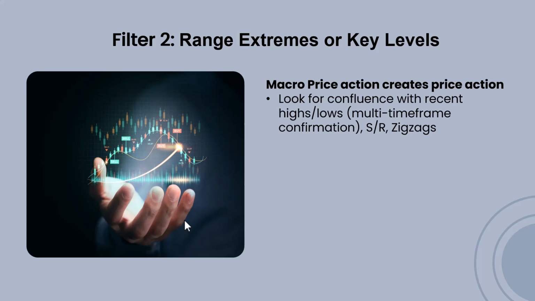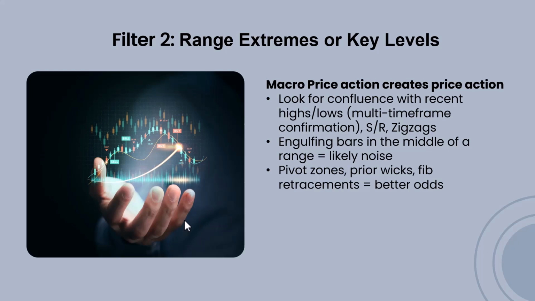We can look at support resistance line, obviously, and then other things like zigzags or fractals for potential turn points. If we see engulfing bars in the middle of the range, rather than looking for a potential trend that's exhausting, this is likely to be noise and merely just a pullback. And there's other strategies we can use to trade that, but it wouldn't be using an engulfing bar per se in this context. We can also look at pivot zones, prior wicks, fib retracements, any of these, along with those we've covered already, would give you better odds in price moving in your desired direction.